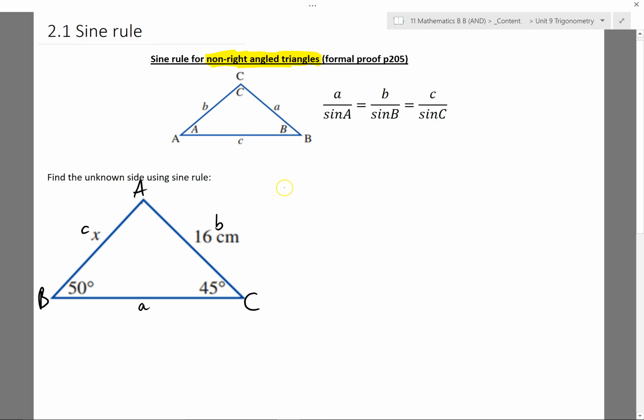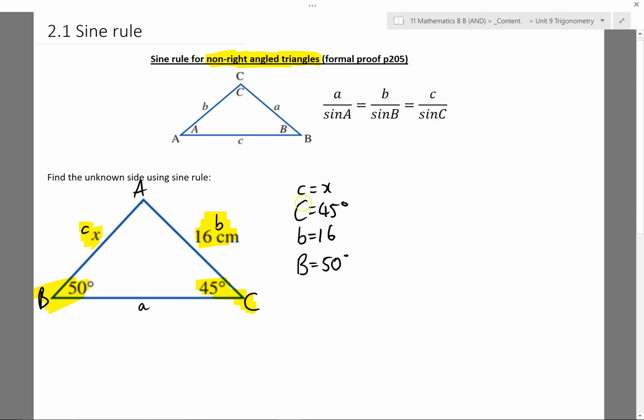So I've labeled the sides. Now I'm going to list what I know or what I'm trying to find out. So I know that angle C is 45 degrees. I'm trying to find what side C is. It's an unknown. I know that side B is 16 centimeters, and I know that angle B is 50 degrees. Hopefully you can see that I've highlighted all that information I've written down, so I've collected all that info.